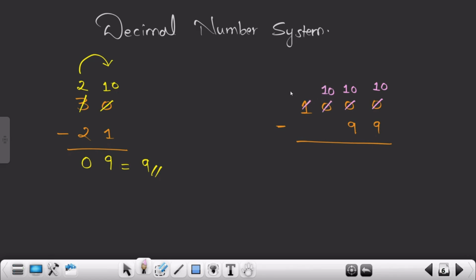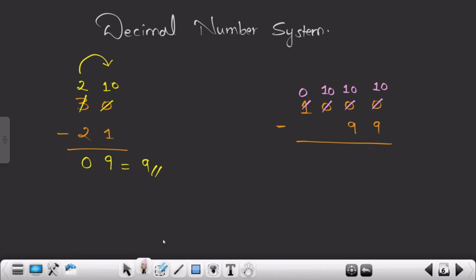And now we will borrow one from this particular digit, that is 1. Since we are borrowing one from this digit, we will make it 0. Okay, I hope you know how to solve this calculation. It's quite simple, and you had all done this in your school days, right?